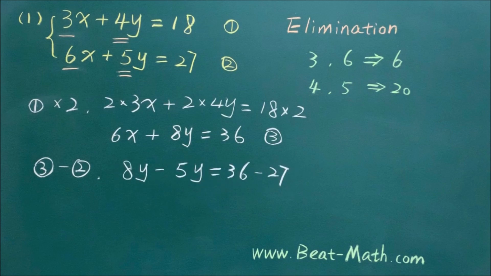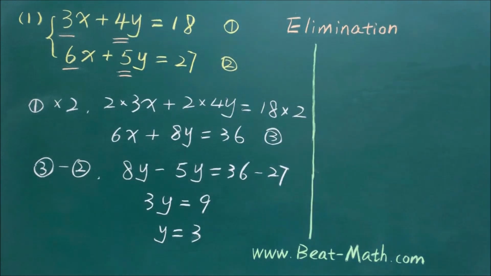6x minus 6x equals 0. 8y minus 5y equals 3y. 36 minus 27 equals 9. We get 3y equals 9. So y equals 3. Then plug y into any of the equations. For example, equation 1.